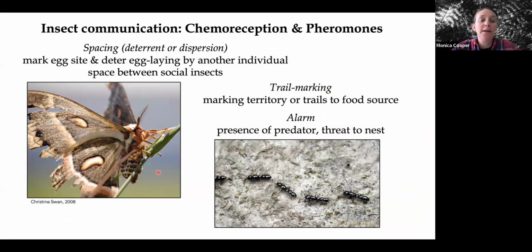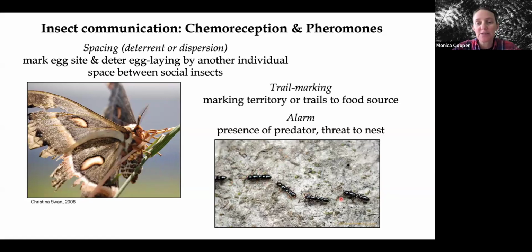And then when another female moth of the same species goes up to that plant, she can detect that spacing pheromone and then knows that there are already eggs on that plant. So it allows that species to take good use of the resource and not to overpopulate a resource, because if there's too many eggs, there won't be enough food for the larvae when they hatch.